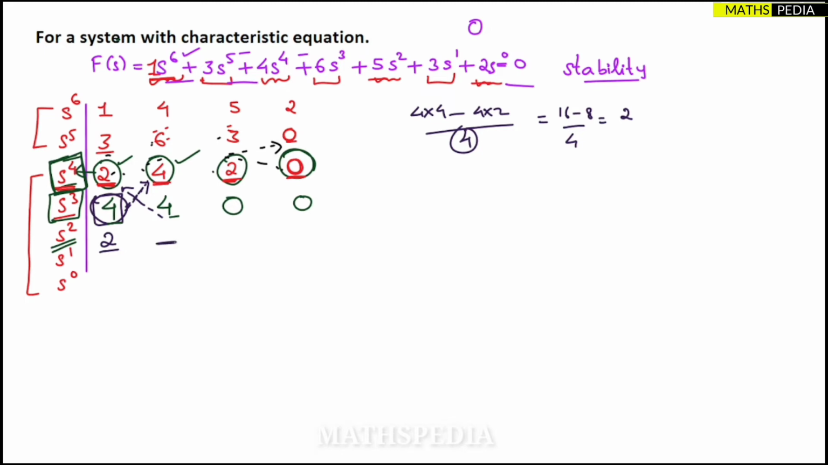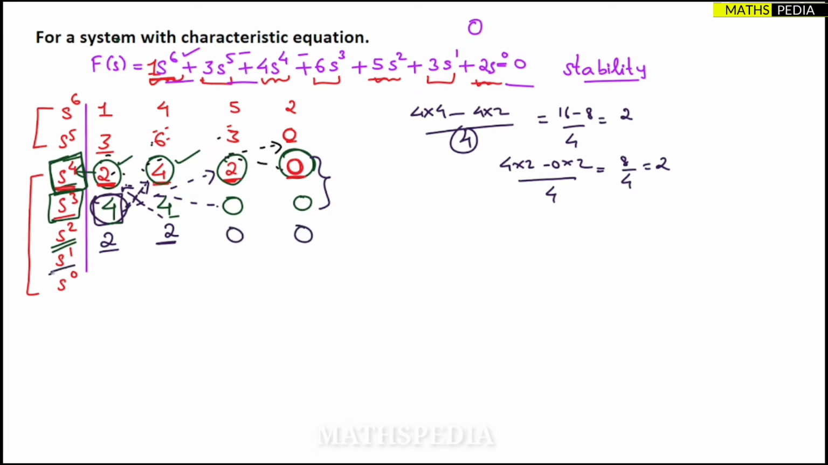Now next this one I have to find out again, 4 into 2 minus 0 into 2 divided by 4. So 4 into 2, 8 by 4, which is equal to 2. Again this element becomes 2. Next, for this element no need to find out because these two are zeros anyways, so no need to multiply also, this will be 0.